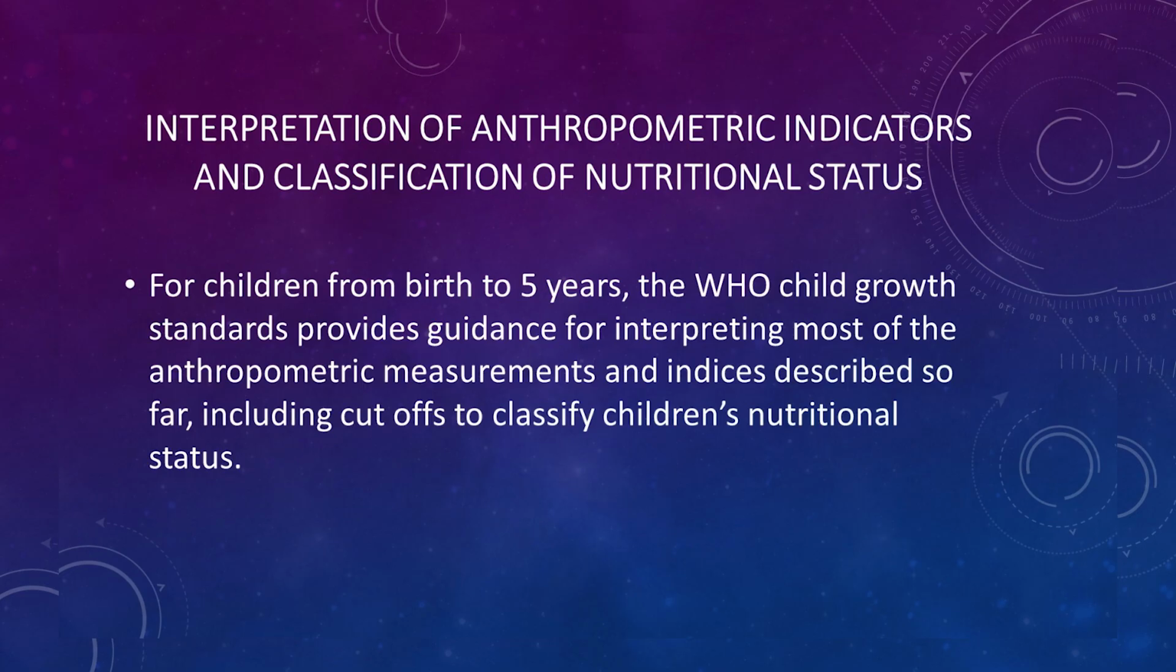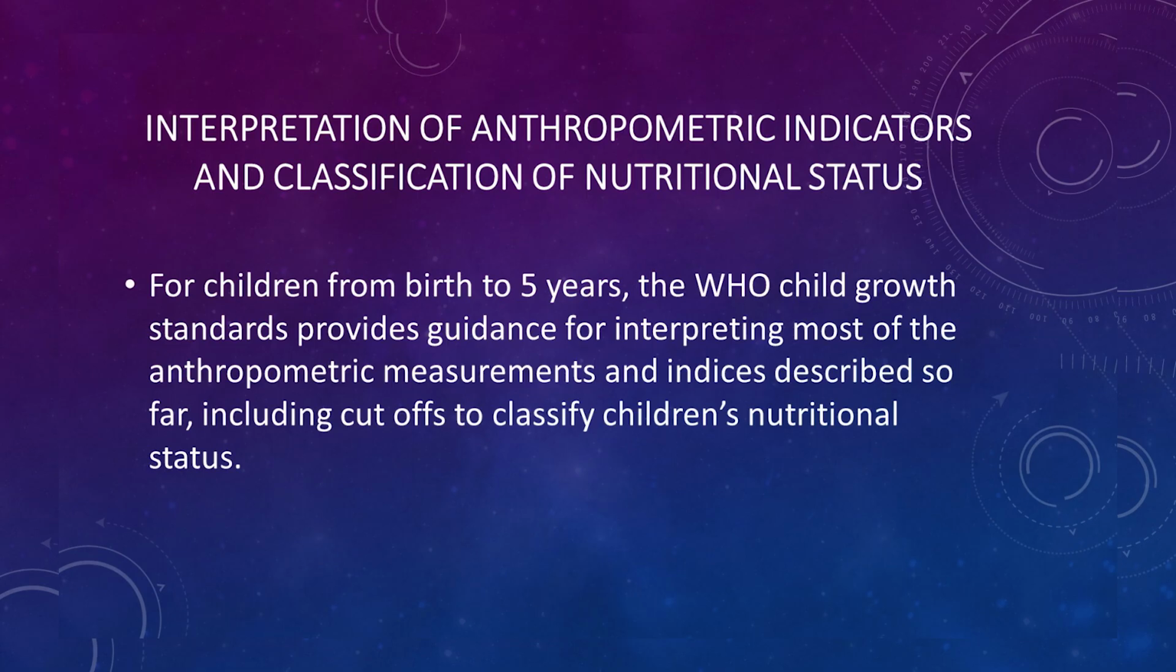So, interpretation of anthropometric indicators and classification of nutritional status. Whatever investigations we do in anthropometry, the measurements we do, so their interpretation. For children from birth to 5 years, the World Health Organization Child Growth Standard provides guidance for interpreting most of the anthropometric measurements and indices described so far, including cutoffs to classify children's nutritional status.